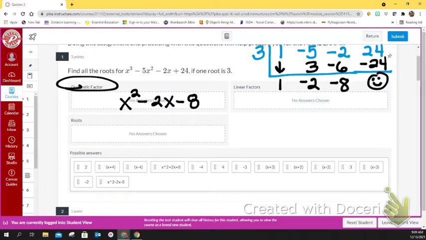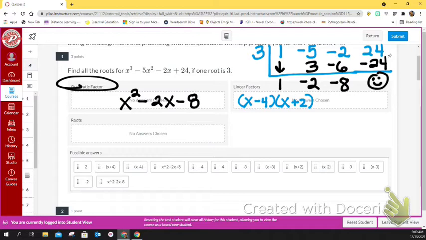So your linear factors is what you get when you factor down this quadratic factor. So we need 2 numbers that multiply to be -8 and add to -2. So we need to factor this down. So in order to factor this, I need 2 numbers that multiply to be -8 and add to -2. So what numbers multiply to be -8 and add to -2? -4 and +2.